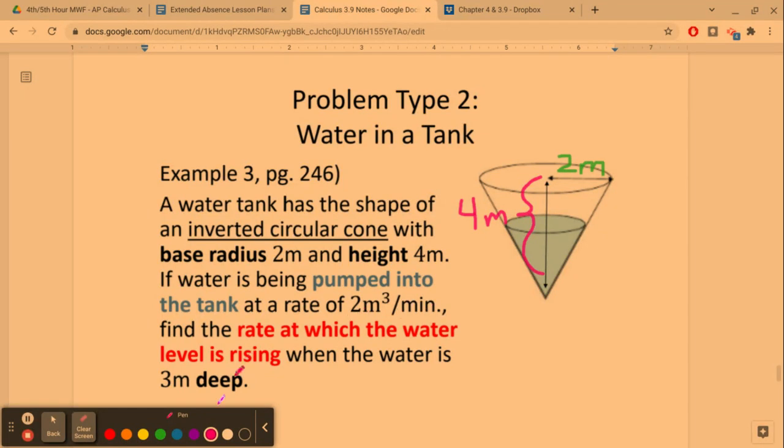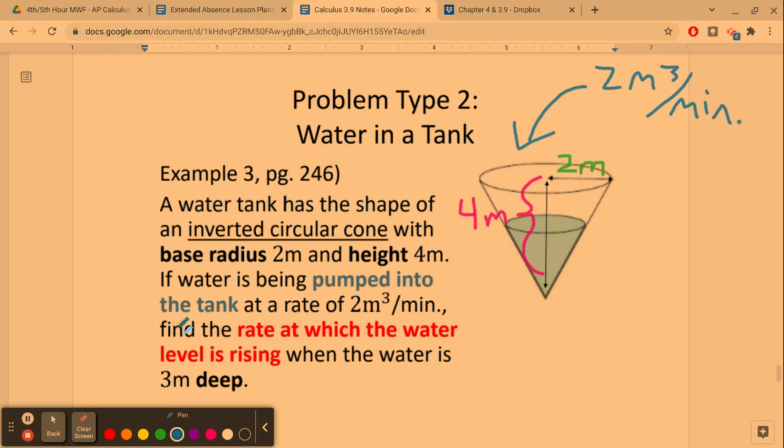So if water is being pumped into the tank at a rate of 2 meters cubed per minute, check this out. I'm going to draw water. This is an arrow of water, like water bending right here. It's blue and it's an arrow. So water is going into the tank at 2 cubic meters per minute. Water's going in.